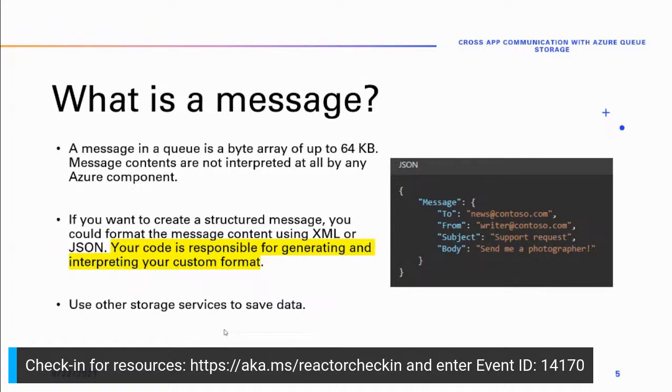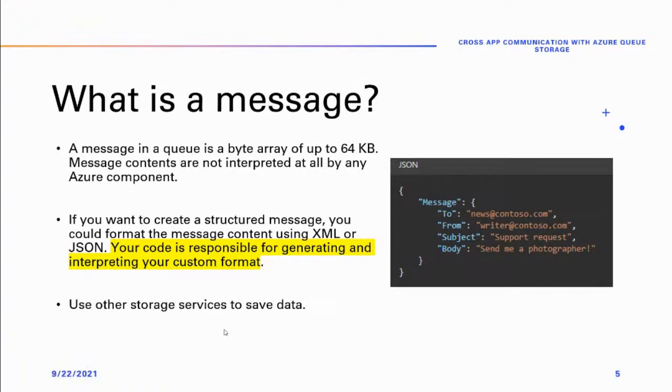But if you want to create a structured message, you could format the message using something like XML or JSON, which is pretty much standard when it comes to creating messages for queues. And this isn't specific to Azure Queue Storage; it's just in general. And then you would use other storage services to save data. So keep in mind that queue messages are meant to be lightweight, and that's why JSON and XML are great for this. You're not supposed to save files or images or videos or things like that. You would use other storage services for that. But you could provide, say, a link to maybe a blob object or something like that.